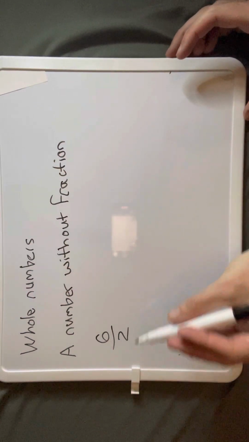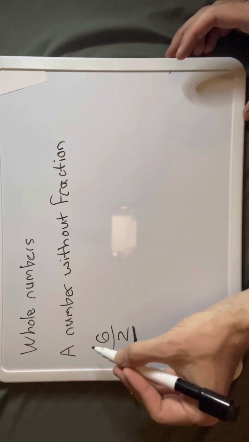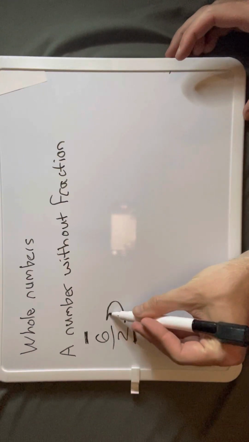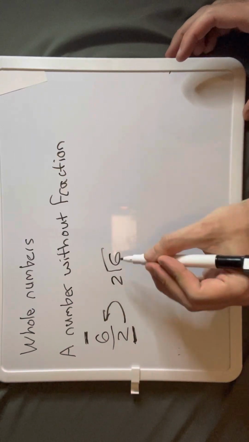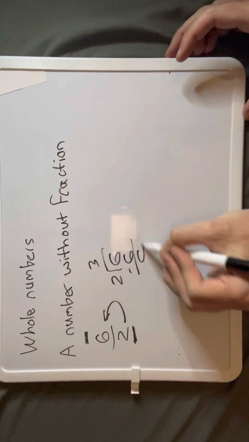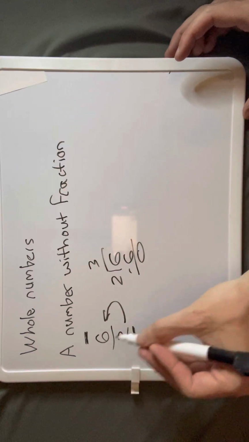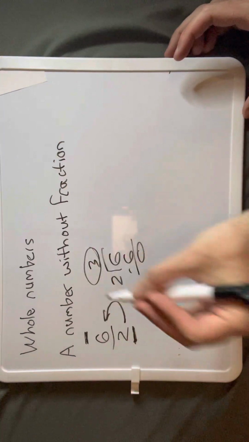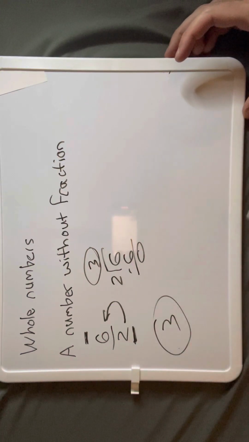So 6/2 as a whole number. One of the ways I can do that is I can take my denominator, which is my bottom number, and divide my numerator, which is my top number. So I can take 2 and divide 6 by it. So 6 divided by 2, see what I have. 2 goes into 6 3 times, and there's nothing left over for me. So I know that 6/2, or 6 divided by 2, equals 3. So my whole number in this case, 6/2, would be 3.